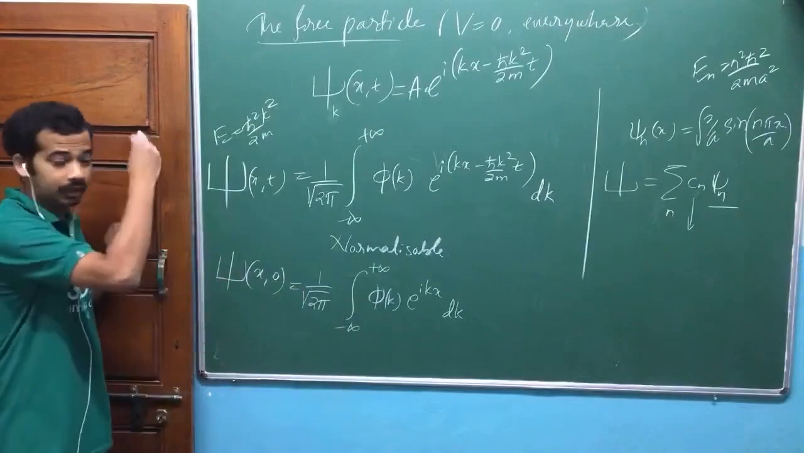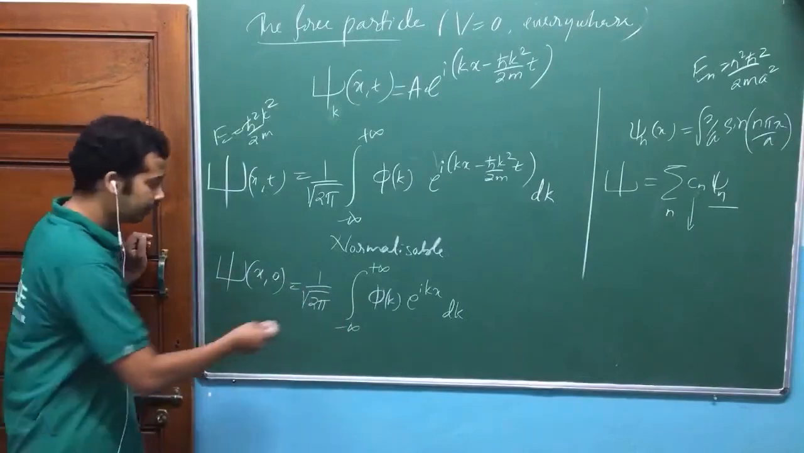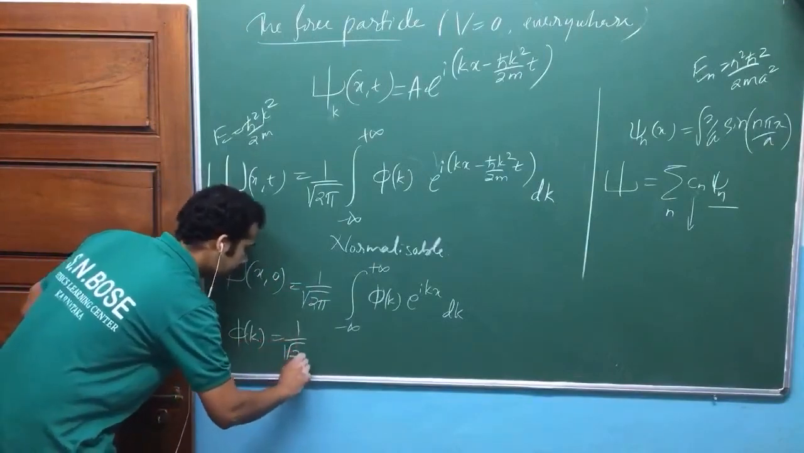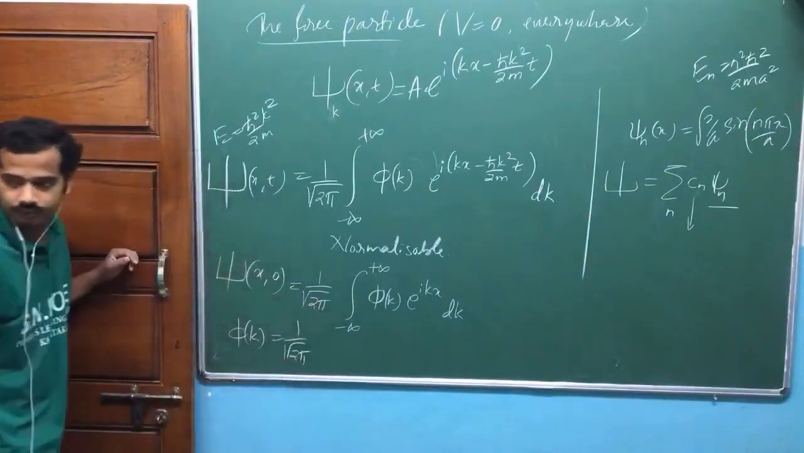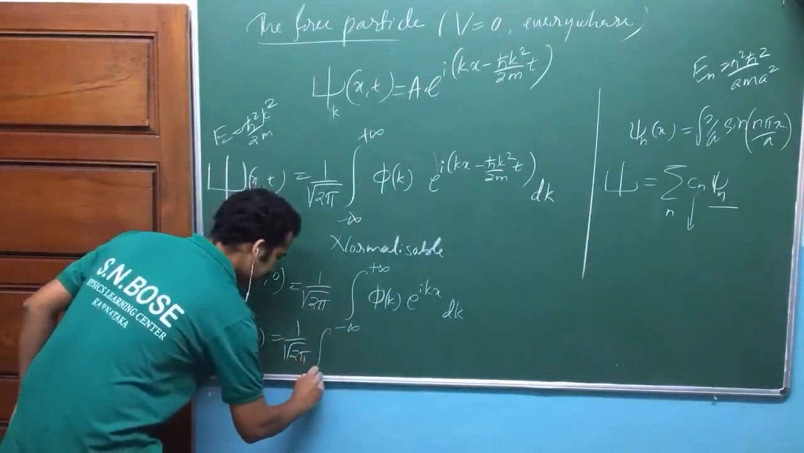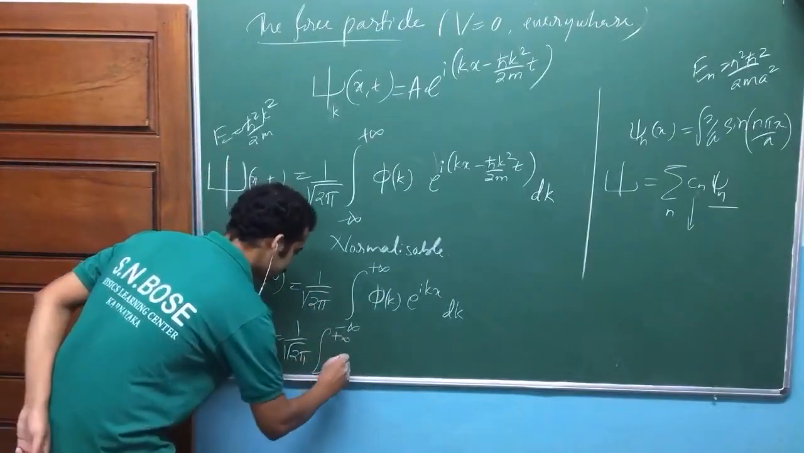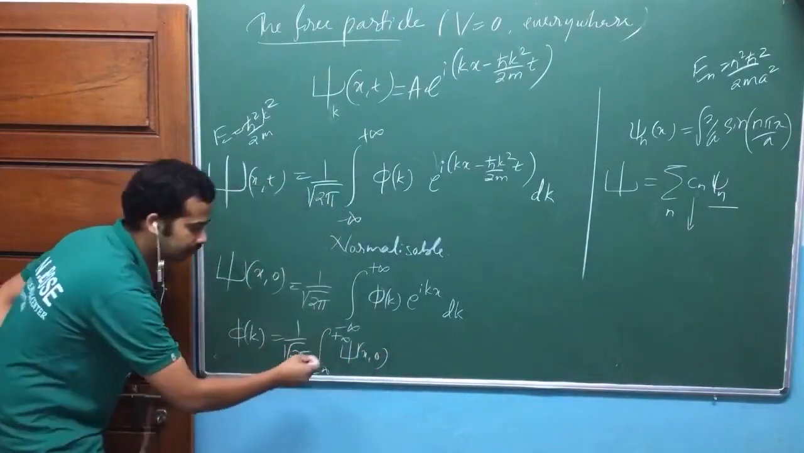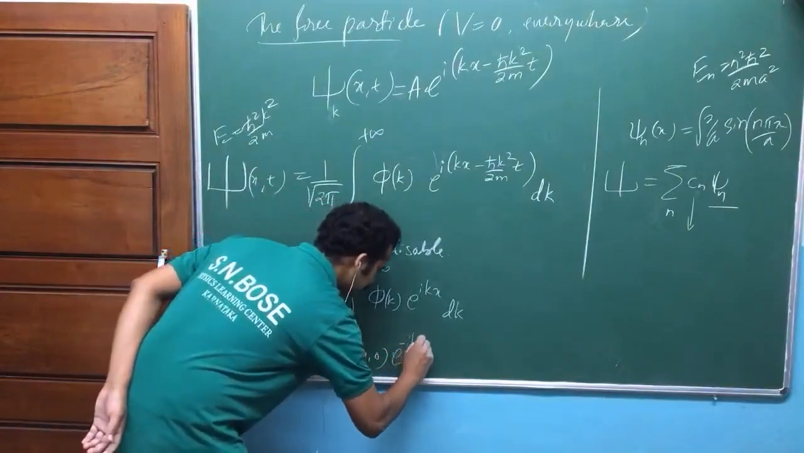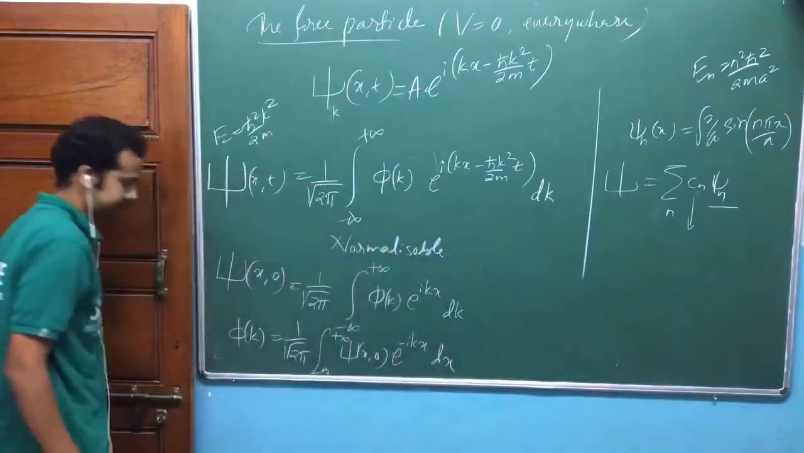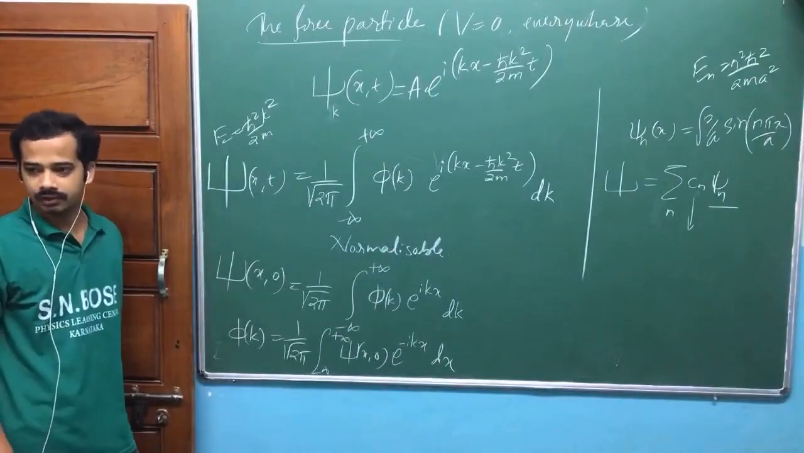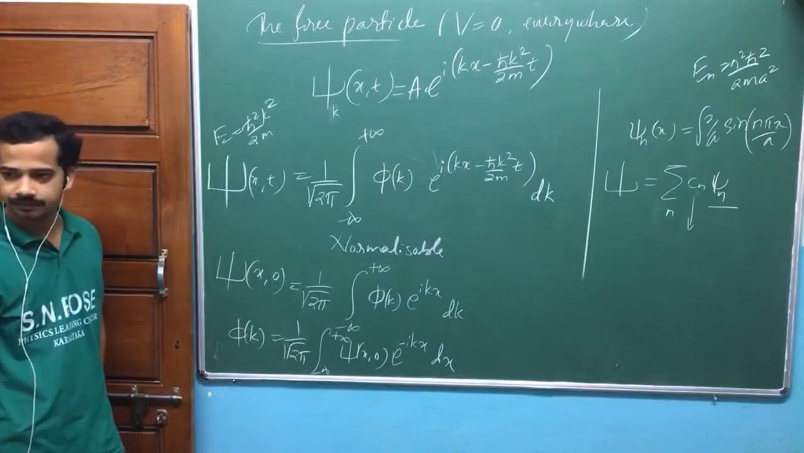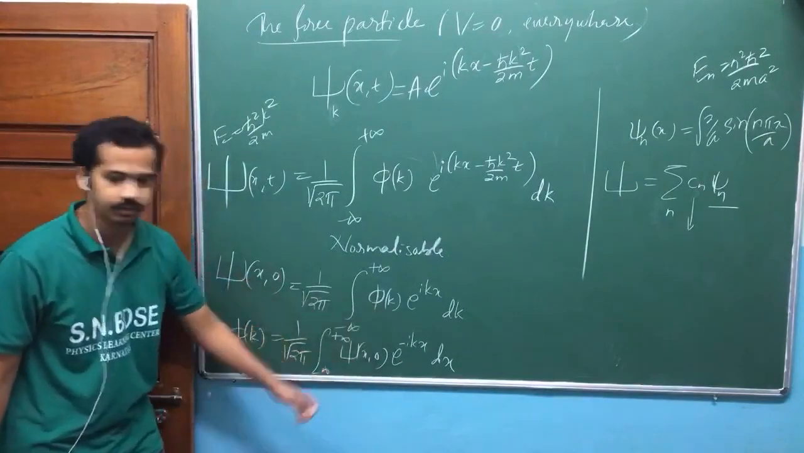Now look here. I'll use my mathematical theorem to write phi of k. What is my phi of k? It's equal to again 1 by root 2 pi. If 1 by root 2 pi comes here, one more 1 by root 2 pi should be here. Integral minus infinity to plus infinity, psi of x comma 0, e power minus i k x into dx. Using the Fourier theorem, can I write it like this, where phi of k is equal to this one?